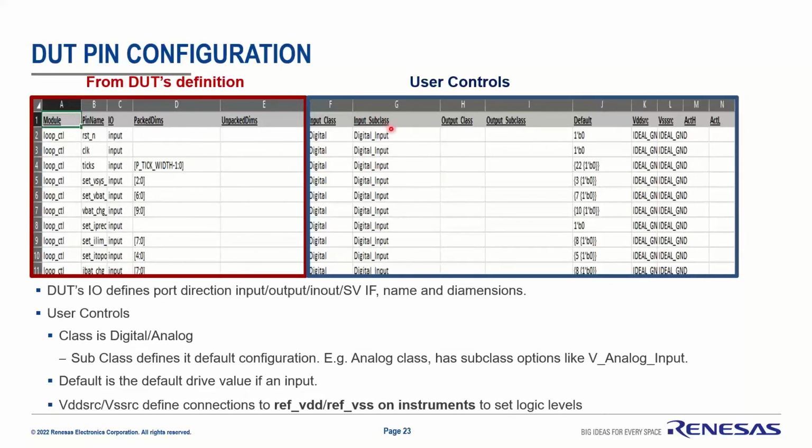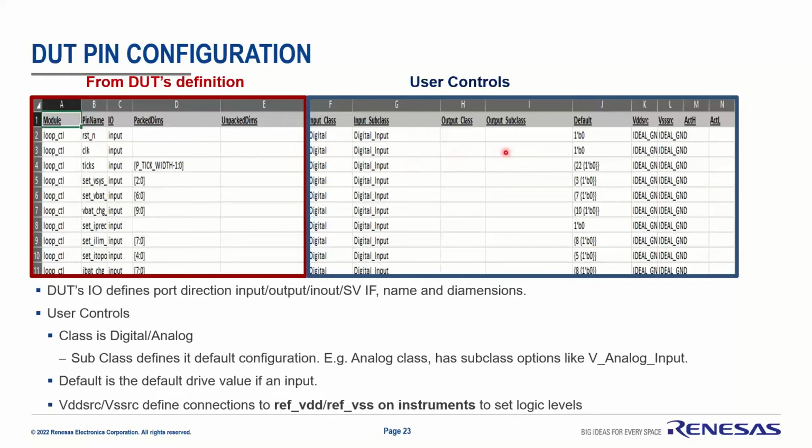Then they've got a way of defining the class and the subclass, whether it's an input or output. So the input class is either analog or digital, and the subclass basically defines how it should be treated at time 0. So if it's digital and you set that to digital input, it expects to drive a default value defined in there at time 0. If it's analog and an electrical, a V analog input, it expects to drive a voltage at time 0.